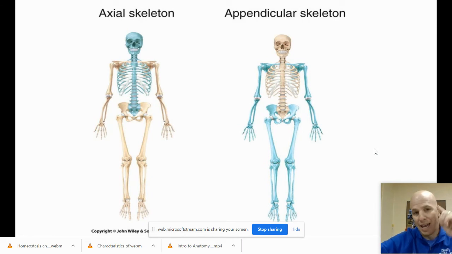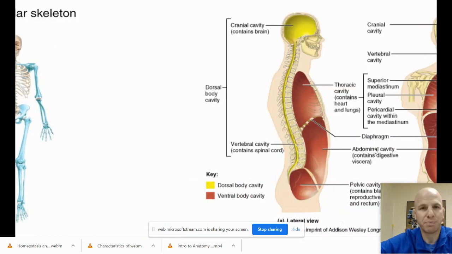So I have the axial skeleton on the left, in the blue there. Then on the right in the blue, I have the appendicular skeleton. Notice how the appendicular skeleton contains the hip bones. Also, if you've heard of the scapula and the clavicle, those are part of the appendicular skeleton. And then this whole central region right here is the axial skeleton.